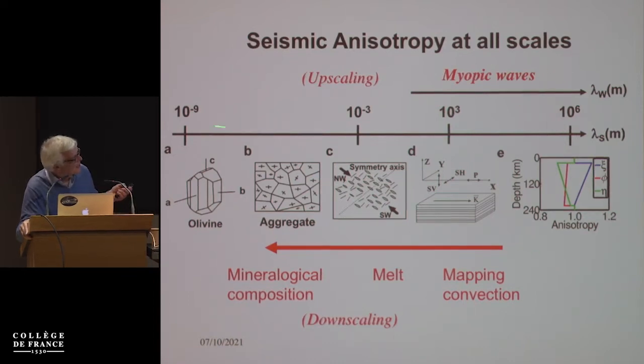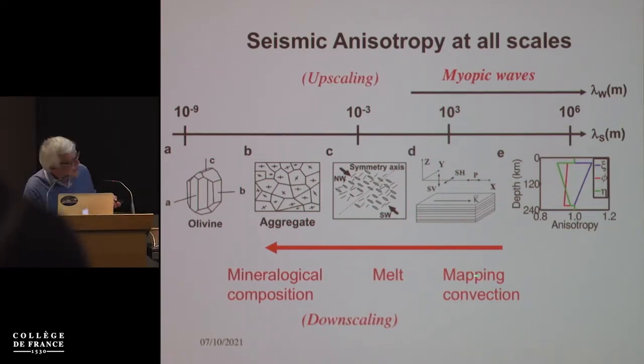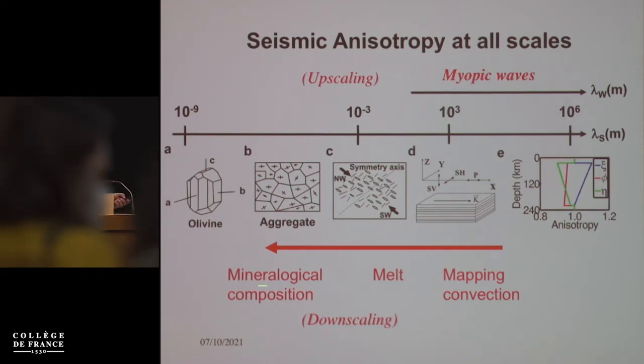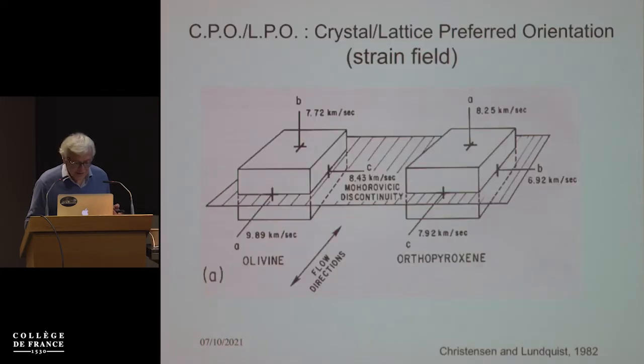And of course, that is the upscaling, but for the downscaling, we can use seismic anisotropy for investigating different phenomena. The most classical one is for mapping convection, but we have also seen this morning that it can be useful for investigating melt. And what would be great is to be able to find the mineralogical composition of the Earth by using the whole elastic tensor, which is not so easy.